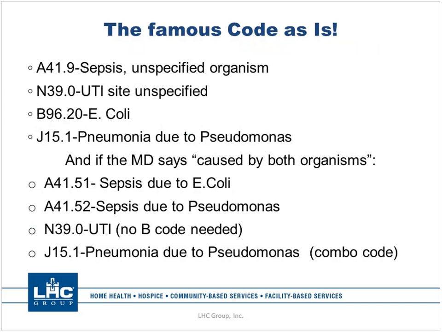What if the MD says, well, it's caused by both organisms? Then we're going to have sepsis due to E. coli, sepsis due to Pseudomonas, our UTI. We don't need a B code here because we've already identified E. coli and Pseudomonas. And then we have our pneumonia code due to Pseudomonas because it's a combo code.